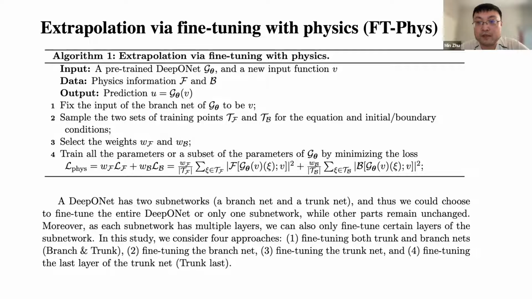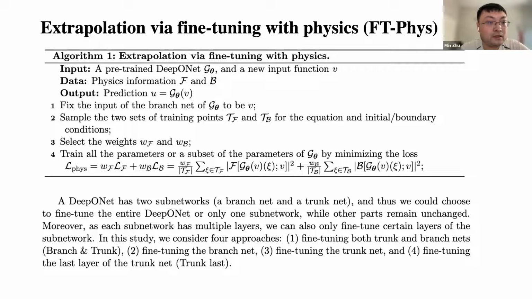We first discussed how to extrapolate with additional information of physics in Algorithm 1. First, fix the input of the branch net to be the given input function v. And then sample the two datasets of training points, T_F and T_B, for the equation and the initial or boundary conditions, and choose the weights w_F and w_B.